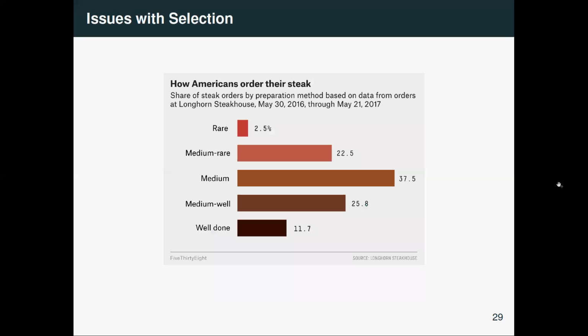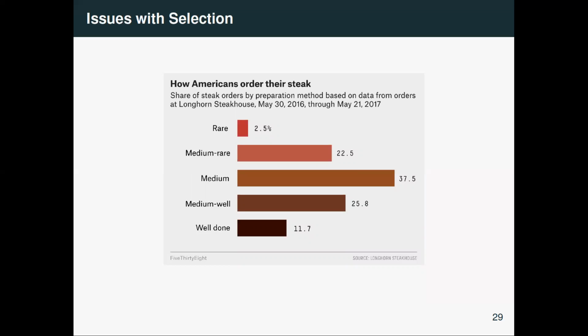Now the second example comes from FiveThirtyEight, published a long time ago, before I was there, but this graphic shows the breakdown of how people order their steak and contends that Americans writ large like their steaks medium. So this is egregious on multiple levels. First, I'm from Nebraska, we eat a lot of beef, and growing up, no one should ever order their steak medium. That's just ridiculous. It's medium rare or bust.